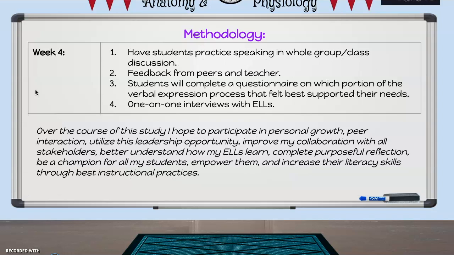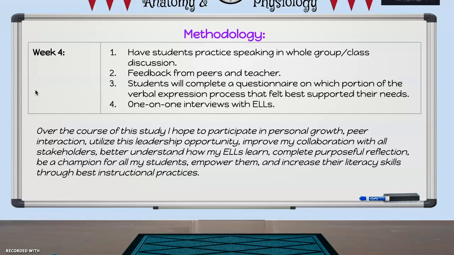In regards to week 4, students will present their unit project topic in a whole group discussion and receive feedback from peers and myself, the teacher. This goes back to establishing that supportive environment in week 1 and having students feel confident about sharing from a small group to an all-class discussion. In order to collect data here, students will complete a questionnaire on which portion of the verbal expression process they felt best supported their needs.